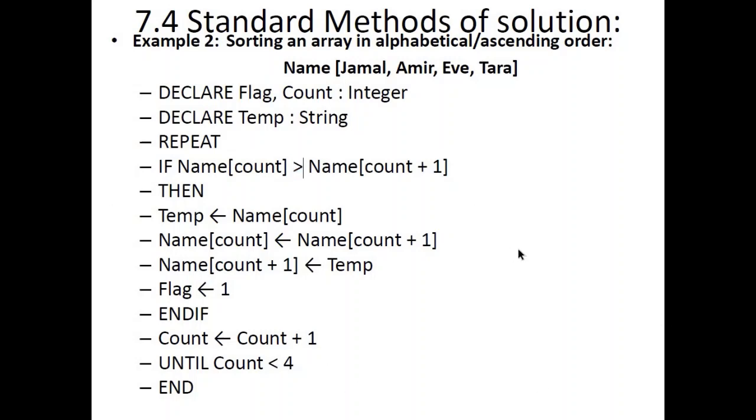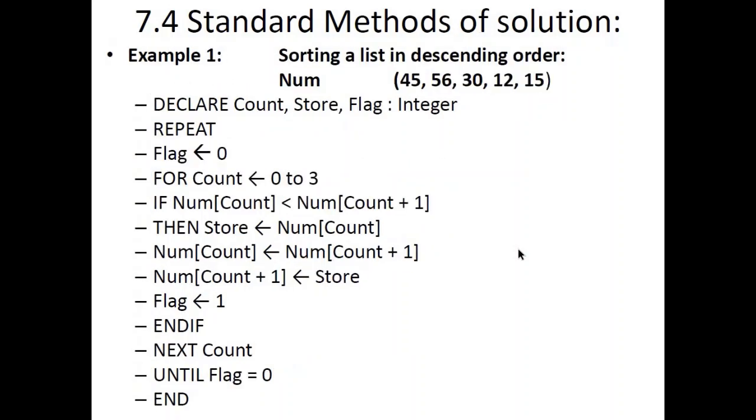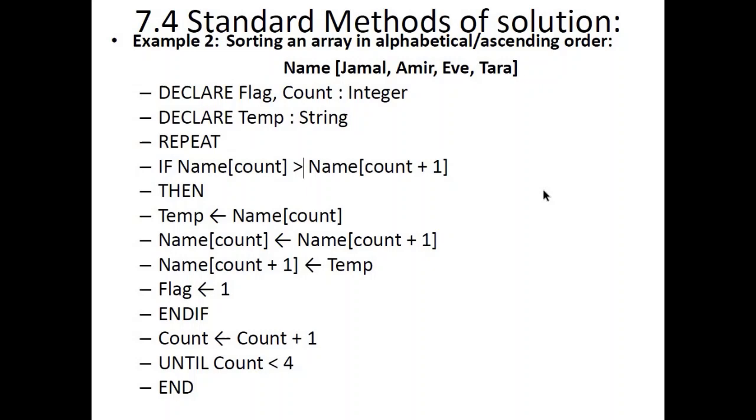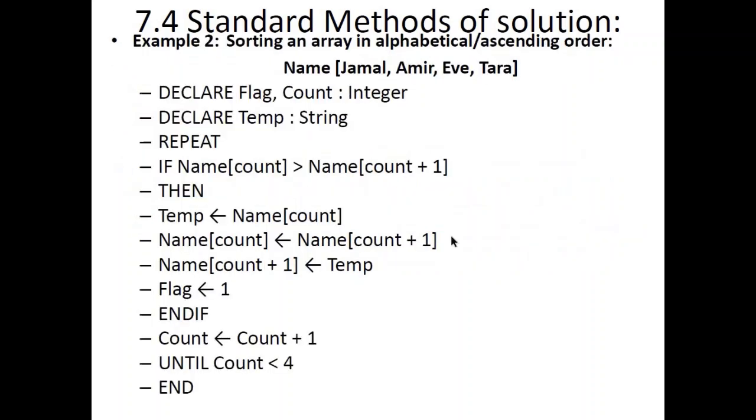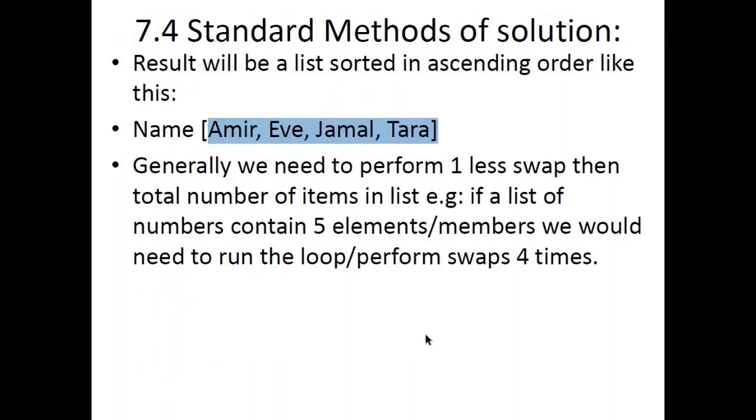This algorithm is a little different, but you can still use this as well if you want. These are the two examples of sorting algorithms, bubble sort, and you can follow any of these for sorting your algorithms in ascending or descending order. And if you run this algorithm, then your result would be something like this, where all of the 4 names have been sorted in ascending order.